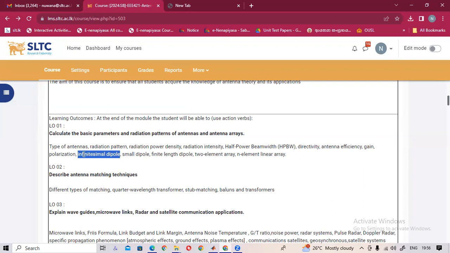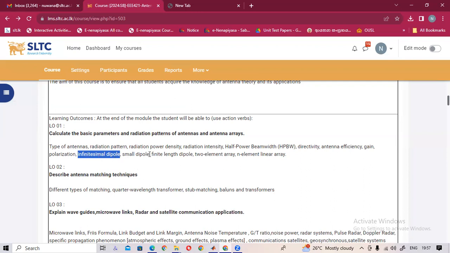Okay, so it is very small. Due to it being very small, the current distribution is uniform. The same current I is there along the antenna, so the integration will be very easy here. So we have derived the parameters related to the infinitesimally small antenna.